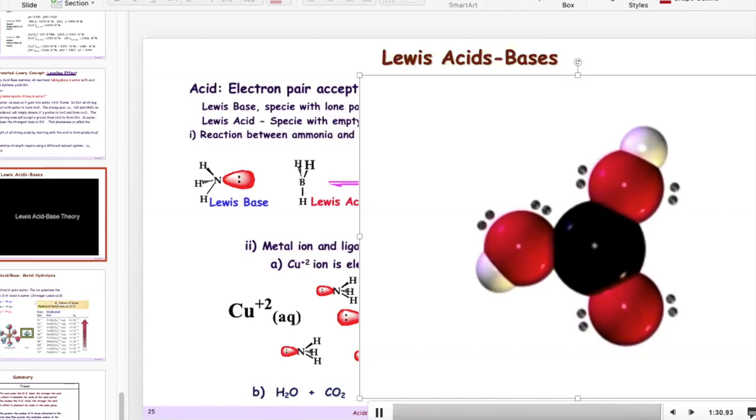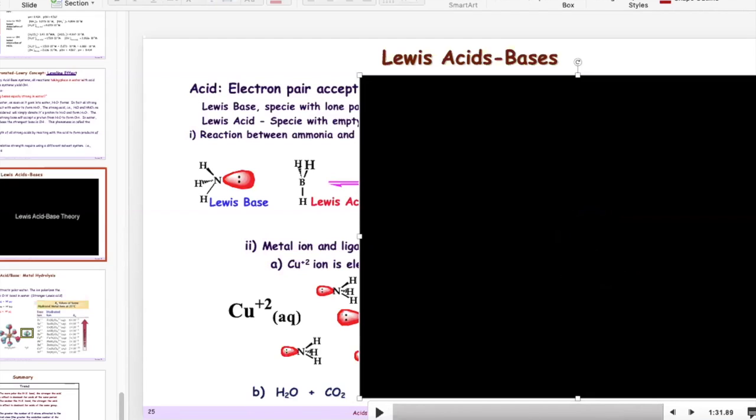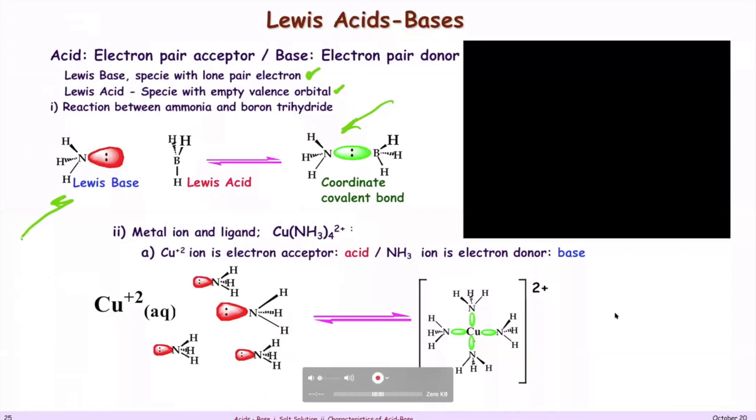So that's the movie for Lewis acids and bases. Let me go back to my screen here and wrap this up. So how do these types of reactions influence the pH of the solution? Remember, the pH is governed by the amount of hydronium or hydroxide in solution. It doesn't look like there's any hydronium or hydroxide that occurs in this reaction. There actually is. Let me give you this example right here.